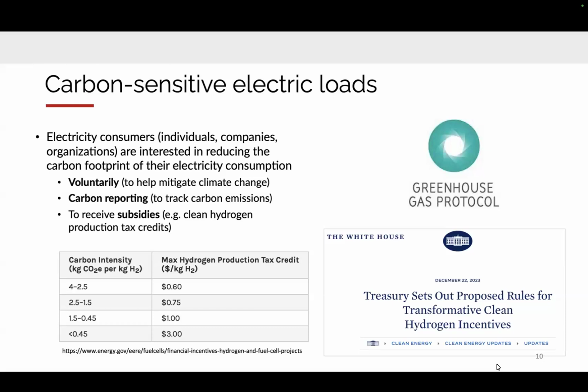What will happen to these production tax credits is a question, but there are also similar things happening, for example, in Europe, where you have renewable fuels regulations that also define green hydrogen. And so this puts a lot of money behind this question of what qualifies as green electricity.